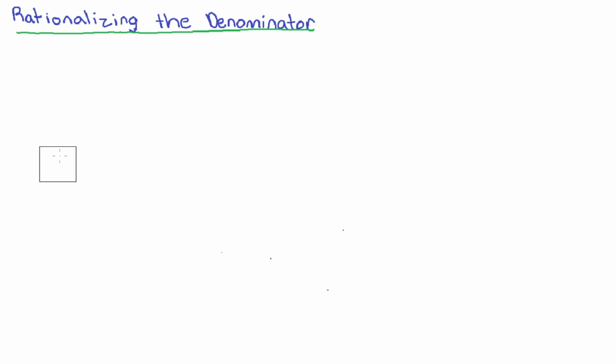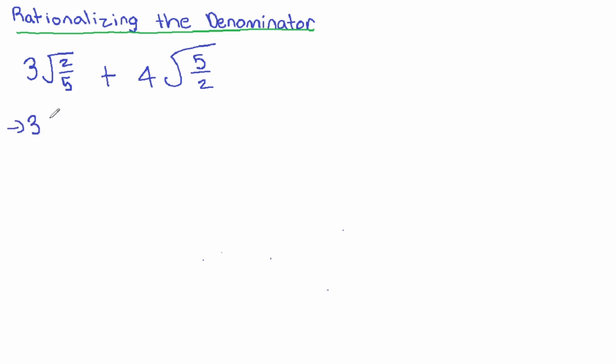Now let's do a bit more complicated one. Let's go through this one: 3 root 2 over 5 plus 4 root 5 over 2. Essentially, how do you solve this? Feel free to pause this video and think about it. First, we're going to distribute this root to the 2 and 5, and this root to the 5 and 2. So we get 3, and then root 2 over root 5.